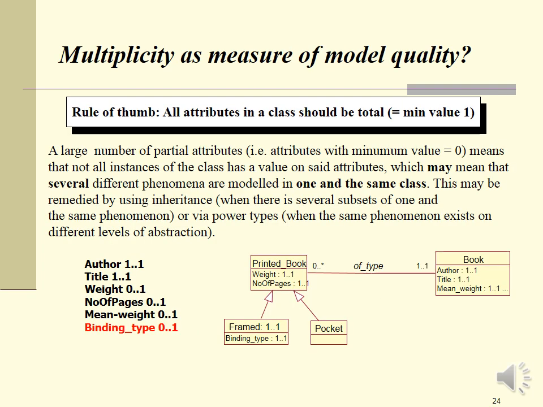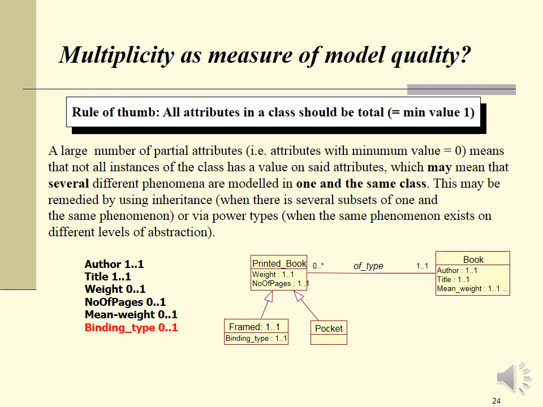we could perhaps coin a rule of thumb here. All attributes in a class should be total. That is, the minimum value should be 1, meaning that all the attributes modeled in a class really belong to each and every individual of that class. And we can accomplish this by either using ISA hierarchies, that is, we take a class and divide it into subclasses, or we could divide the class using power type hierarchies, as we have seen. And also, these are two modeling patterns. Nothing says that we can't combine them. An example of this can be seen here.